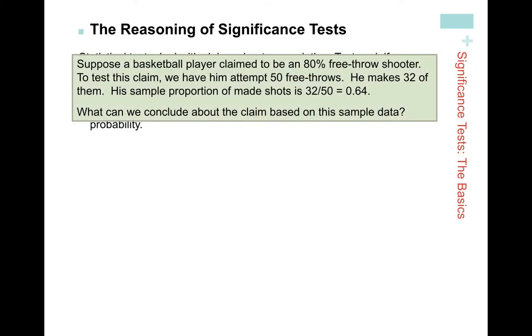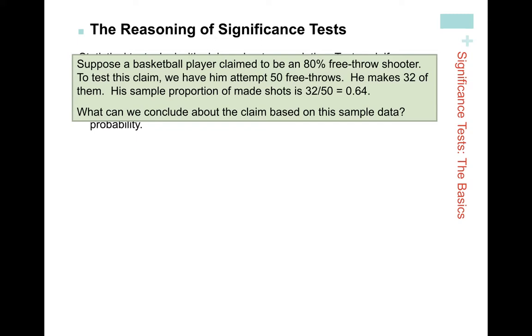Okay. So here's our first hypothetical example. Let's say that there's a basketball player who claims to be an 80% free throw shooter, right? So we're thinking in our mind, 80% free throw shooter, that's really high. We're suspicious that maybe that's a bit of an overstatement. Maybe this guy really is not an 80% free throw shooter. Maybe his true proportion of success for free throws is less than 80%, right? Less than 0.80.